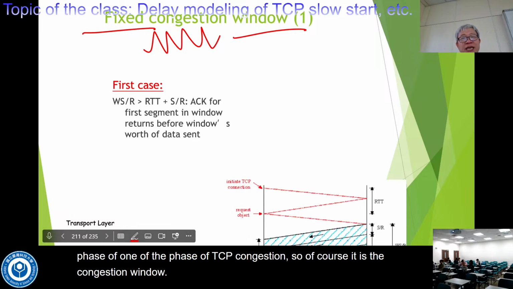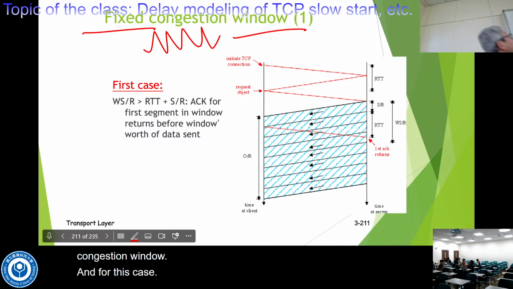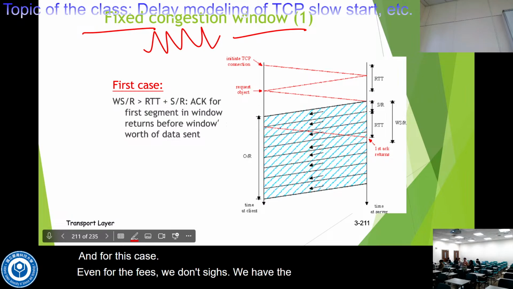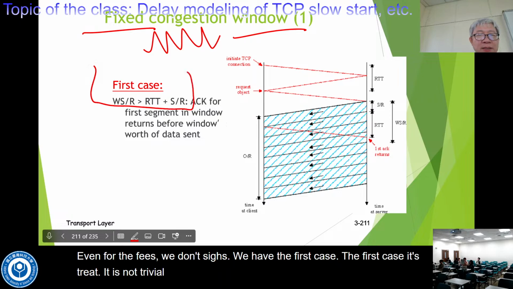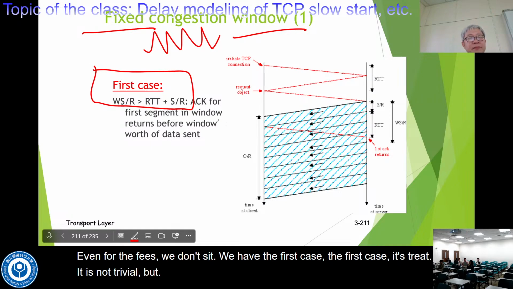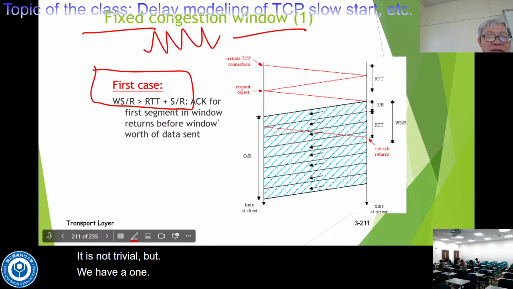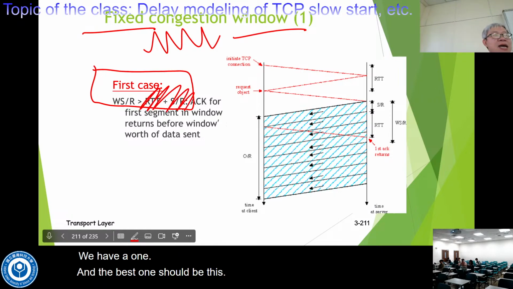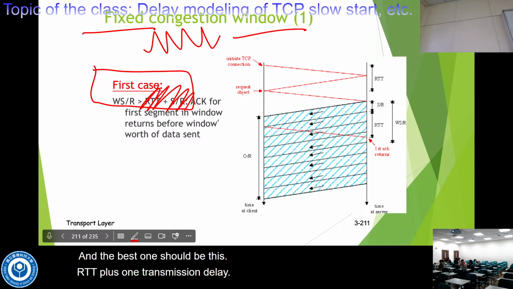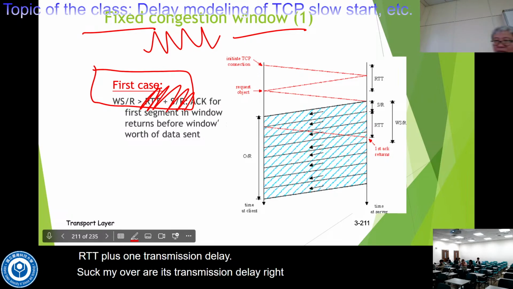And for this case, even for the fixed window size, we have the first case. It is not trivial, but the best one should be this: RTT plus 1 transmission delay. Segment S over R is the transmission delay, right? So let us look at this.